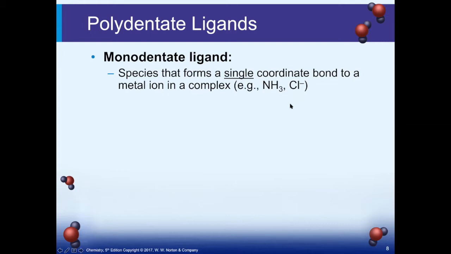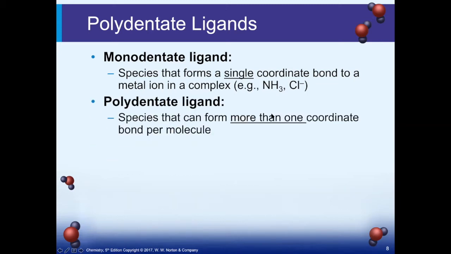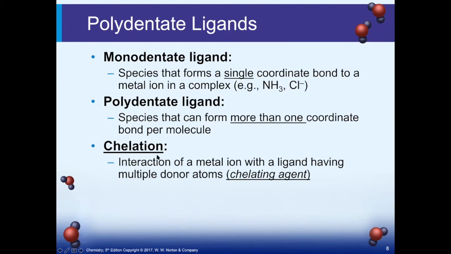But there are many examples where you could have multiple bonds formed with the metal. We call those polydentate ligands. Those are species that can form more than one coordinate bond per molecule. Another name for that is this process we call chelation. That's how you pronounce that, chelation. The thing that does that is something we call a chelating agent, which is just a ligand that is polydentate. So it's the interaction of a metal ion with a ligand having multiple donor atoms.